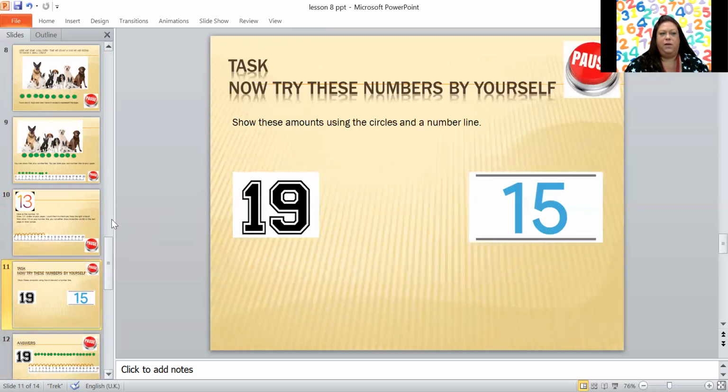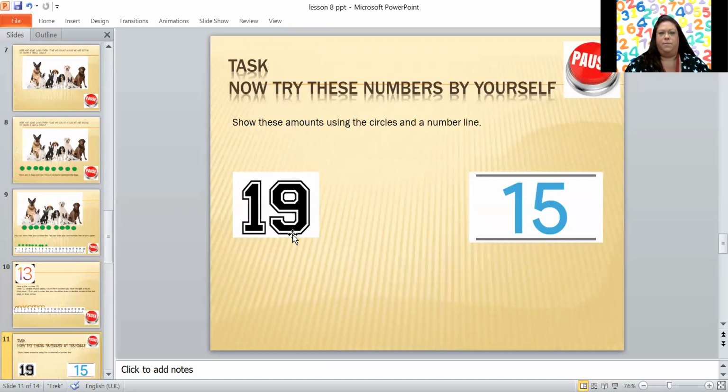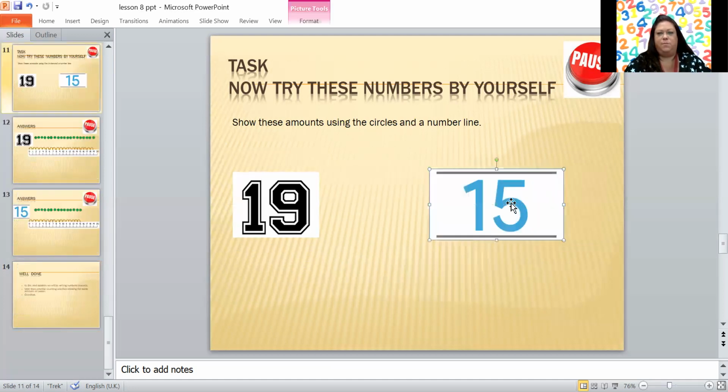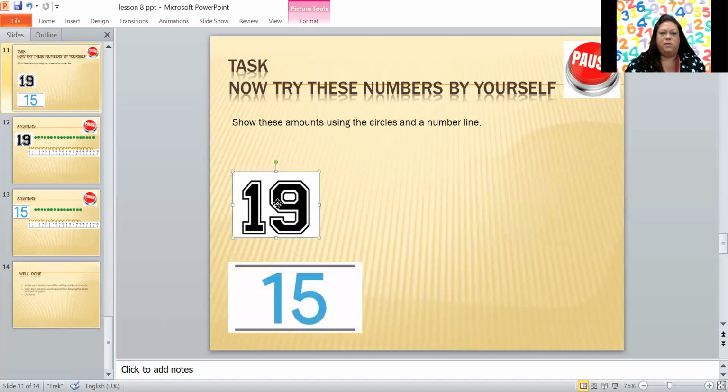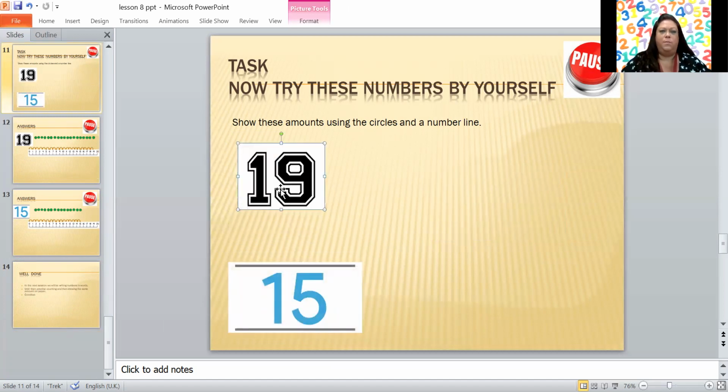So here we go. Here is the number, what's that number? 19. And what's this number? 15. Now I'm going to put that one under there because I want you to just concentrate on one number at a time. So you are going to write the number 19 on your page, and you're going to draw your 19 circles to represent that number. So if we had 19 dogs, you would have 19 circles to represent them. If you had 19 bananas, you'd have 19 circles to represent them.